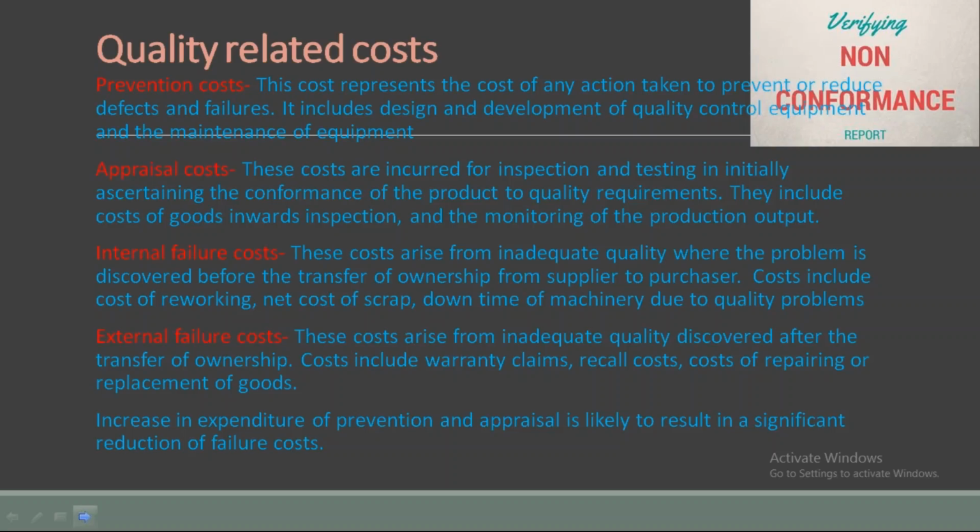Internal failure is when you have made the product, but it has still not gone to the market. You find the product is not so good, so you have to do reworking, you have to scrap the product, or spend excess machinery time. All that is what we call internal failure. The next one is external failure. It's once you send the product to the market, you give a warranty. You have to repair it under warranty, which is very expensive.